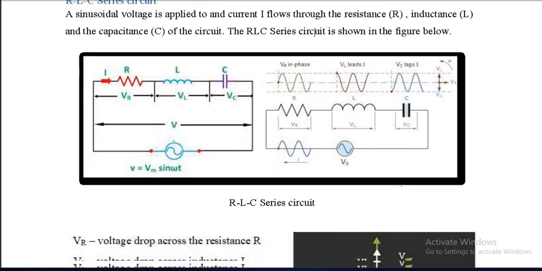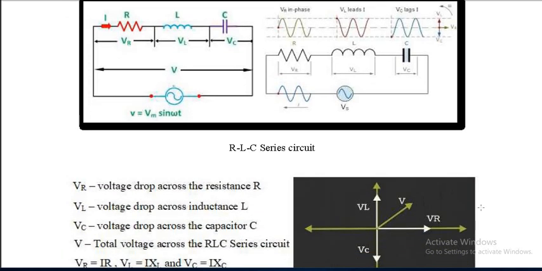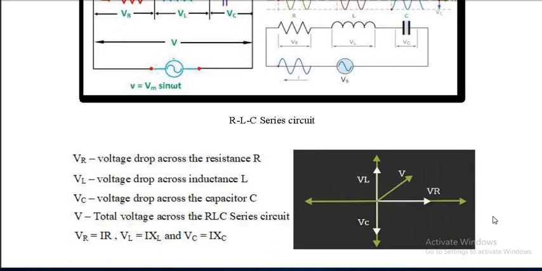Let us talk about this situation. The terminology remains the same: V suffix R is the voltage drop across the resistor, V suffix L is the drop across the inductor, and V suffix C is the drop across the capacitor, where V is the total voltage supplied to the RLC series circuit. In this diagram, being a series circuit, I have to take current as the reference phasor, and in the same phase I will have VR, because that is the specialty of resistive circuits: current and voltage are in the same phase.